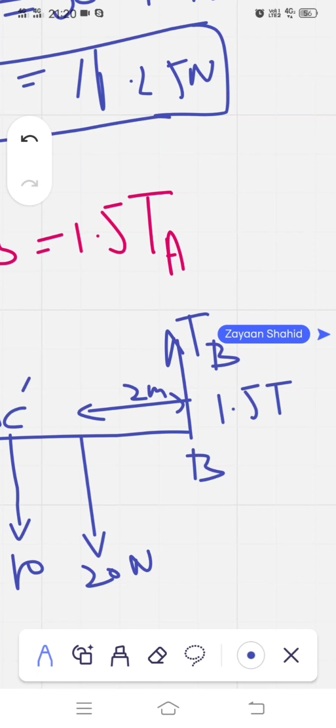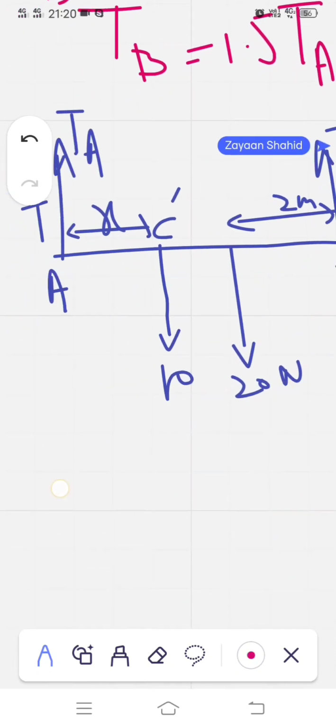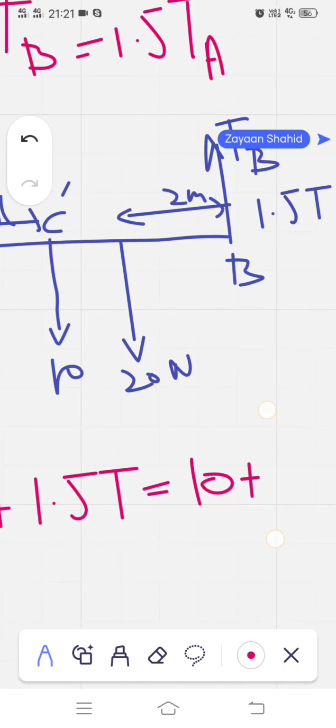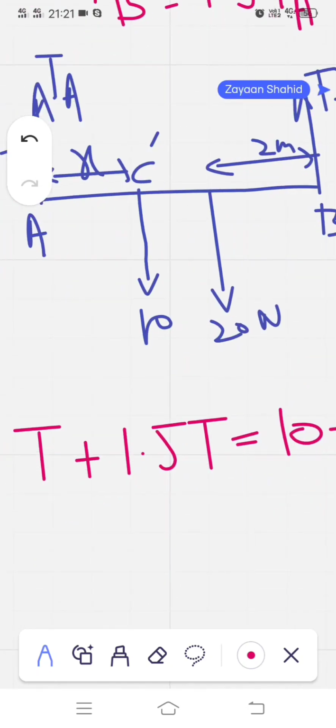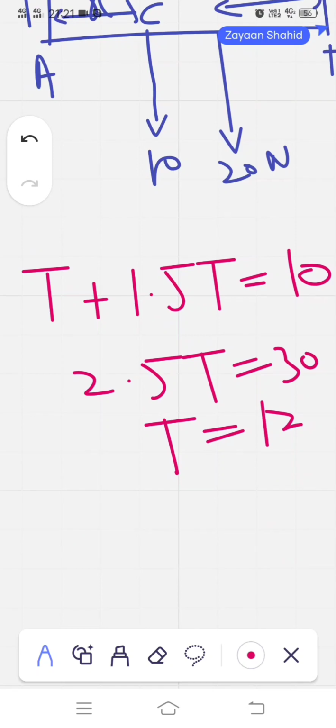Now as the beam is in equilibrium, we can resolve vertically in the same pattern. Tension in the string A plus tension in the string B is equal to the downward weights, 10 plus 20. Now 2.5 T is equal to 30 and tension T is equal to 12. Now we can take the moments about the point A.